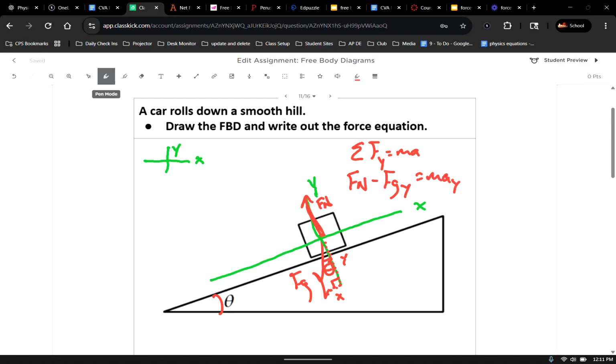Equals mass and acceleration in the y direction. It's not accelerating in the y direction, so the normal force would equal FGY. And most likely we know the mass or the weight of the object, and we could solve that.